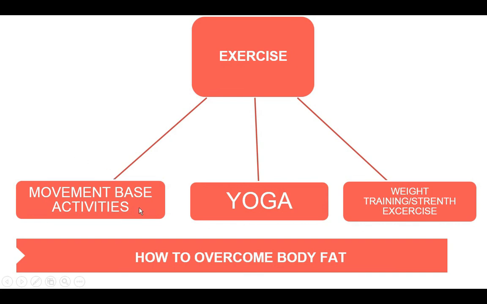Movement-based activities include walking, running, cycling, swimming, jogging, and many other activities that increase your heartbeat. You should do movement-based activity at least 30 minutes a day at minimum, and this will be moderate. Speaking about moderate, it means that when you are doing the activity, you can talk but you cannot sing. You can make a trial.